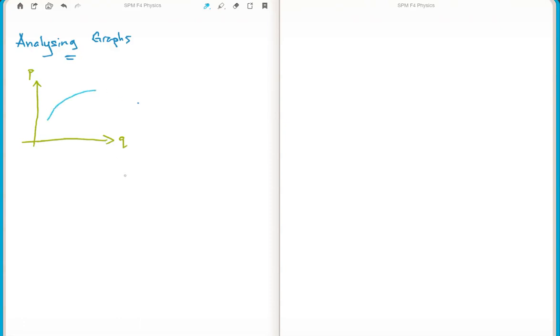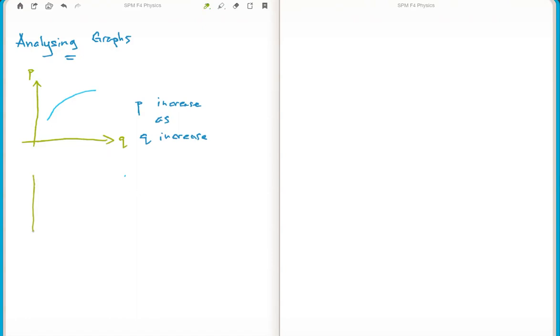In your report writing, the standard answer will be P increases as Q increases. That's all. You can't really tell what the relationship is. It doesn't tell whether it is quadratic or exponential. It doesn't know.